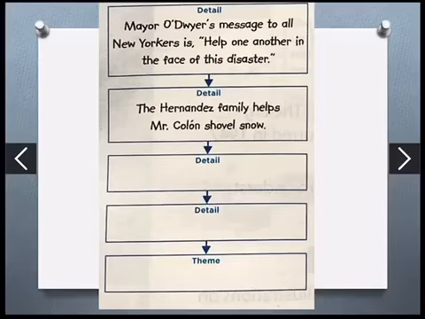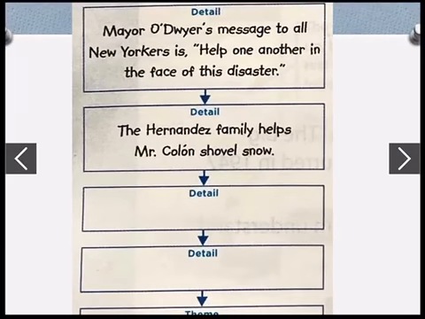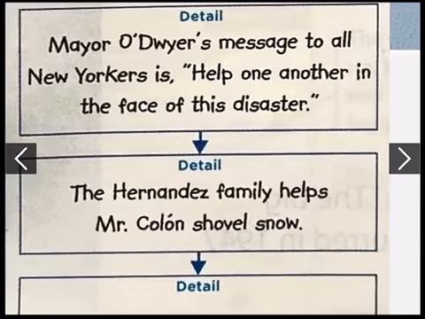Okay, so here we have a graphic organizer to find what the theme is by finding details from the story The Big Blizzard. I have the first two details here. The first one is Mayor O'Dwyer's message to all New Yorkers is help one another in the face of this disaster. So what do you realize from the first detail? The mayor is asking everyone to help everyone else when they're going through a hard time, right? That's the first detail. Let's look at the second one.